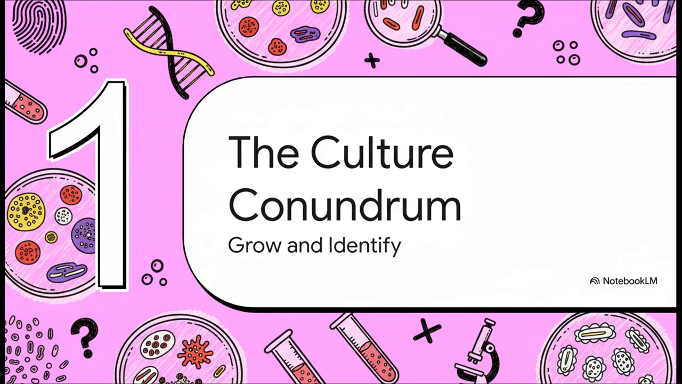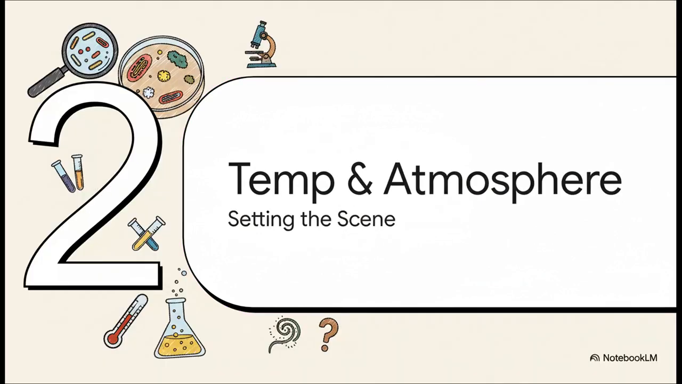You can't identify a suspect you can't see, so your number one job is to take this invisible microbe from a patient sample and culture it. You gotta grow it until it forms a visible colony that you can actually work with. So how do we do that? Well, we have to build the perfect environment to coax our little microbial suspect out of hiding. Just like any living thing, these bacteria have their preferences. They need the right temperature, the right atmosphere. If you get this part wrong, your suspect might never even show up.